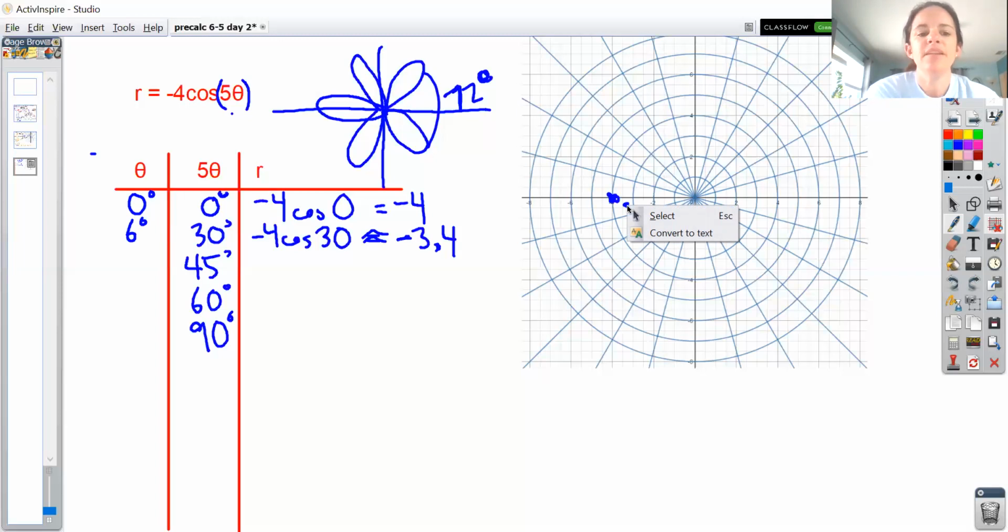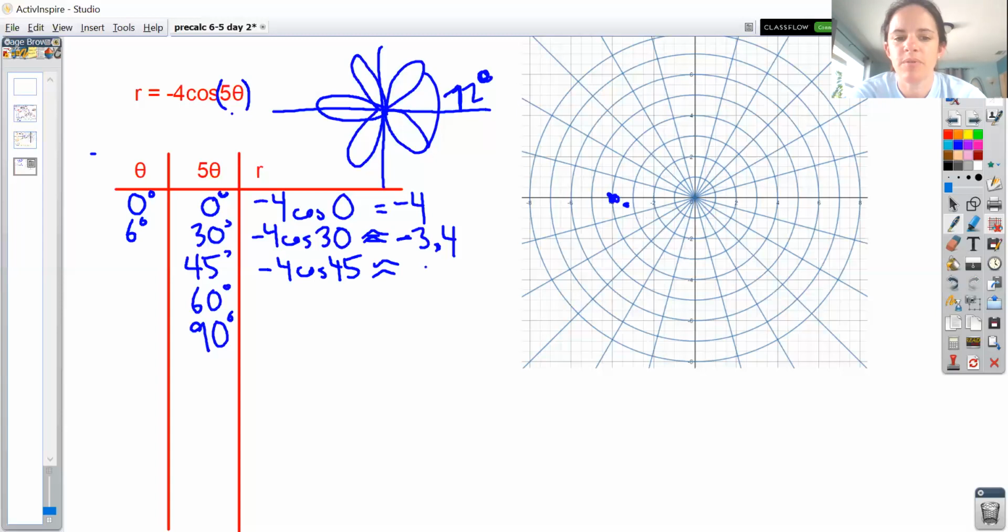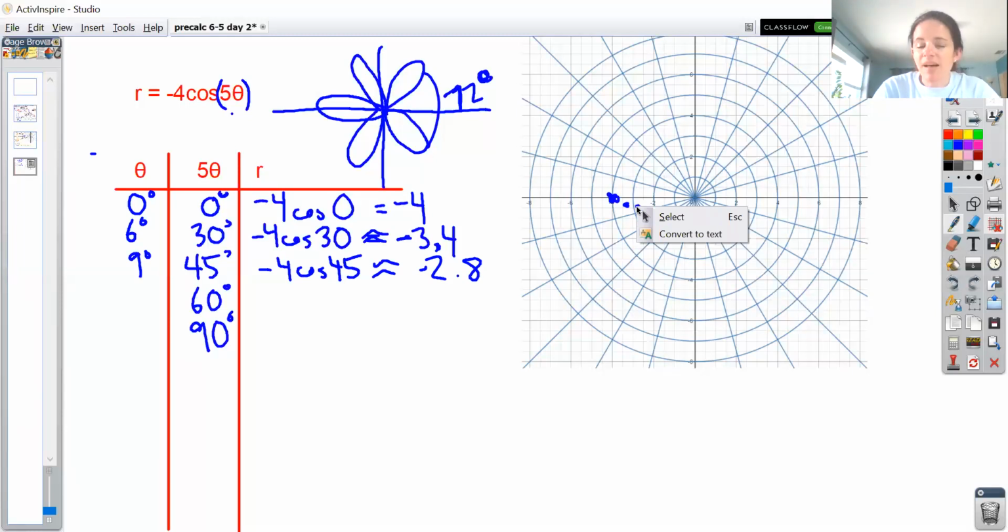So there you go. The next one, this would be -4 times the cosine of 45 degrees. So that would be -2 root 2, which would be approximately -2.8. But that's not actually 45 degrees because 45 is 5 theta. So this is at 9 degrees, which again, each angle that's marked here is 15. So I want to be at -2.8 at 9 degrees or so. So that would be right here. You can see that we are getting this petal, but it's just a lot of work.